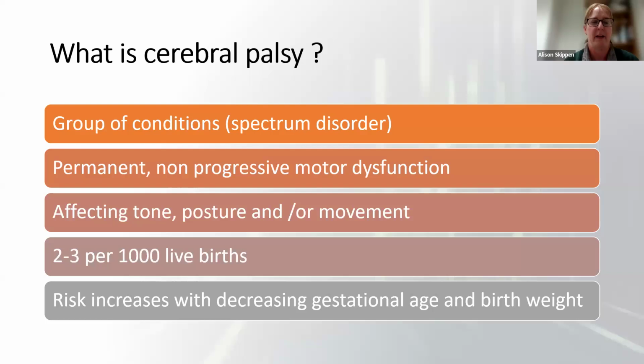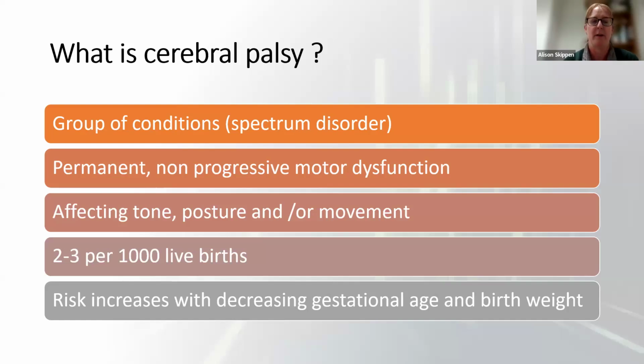And it can affect 2 to 3 per 1,000 live births. And the risk increases with decreasing gestational age and birth weight. So if you have a baby who's born at say 26, 27 weeks gestation with a low birth weight of say 800 grams, then they're high risk for having cerebral palsy. And that risk will increase depending on whether they then go on to have meningitis, whether they have intraventricular hemorrhage. But essentially that's where the risk comes from.